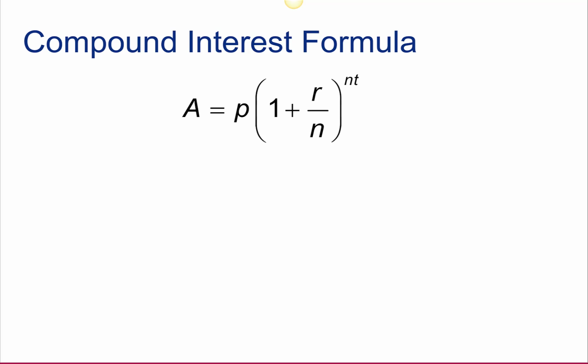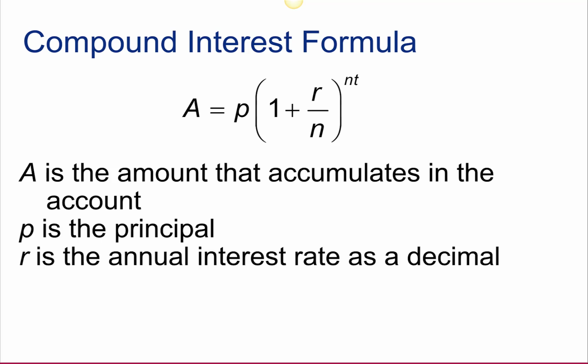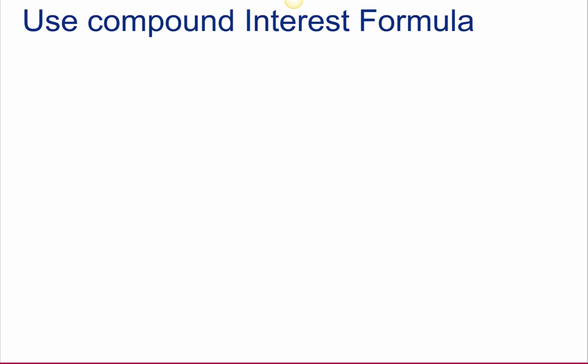Here's the formula for compound interest. A is the amount that accumulates in the account, P is the principal, R is the interest rate as a decimal, T is the time, and N is the number of compounding periods per year. One difference between this formula and the simple interest formula is that in this formula we calculate the accumulated amount, not simply the interest. In the simple interest formula, we simply calculated the interest that would be earned.